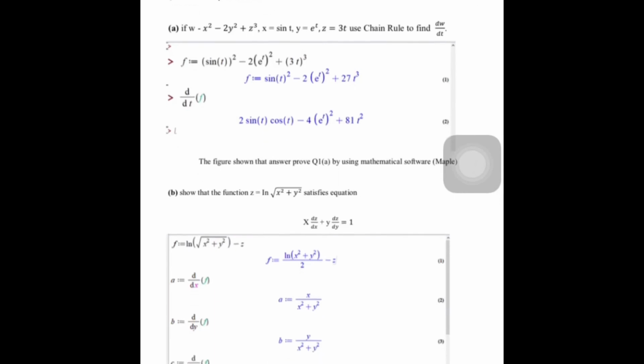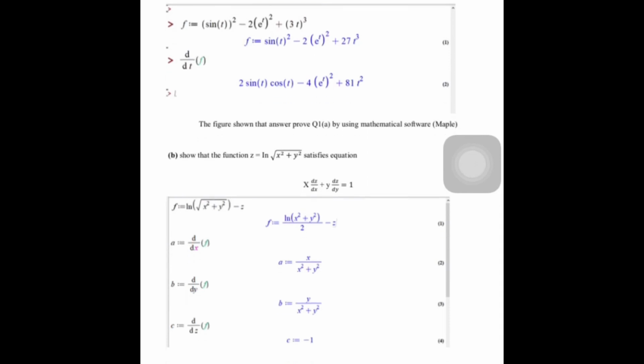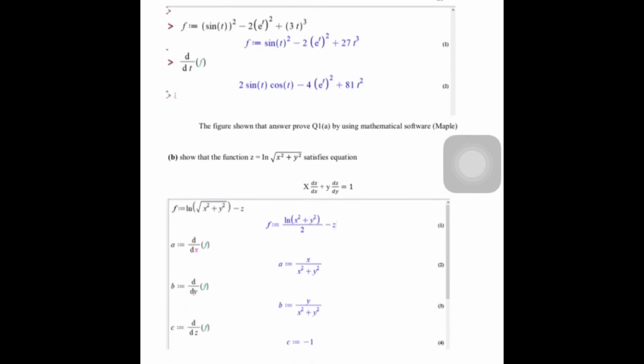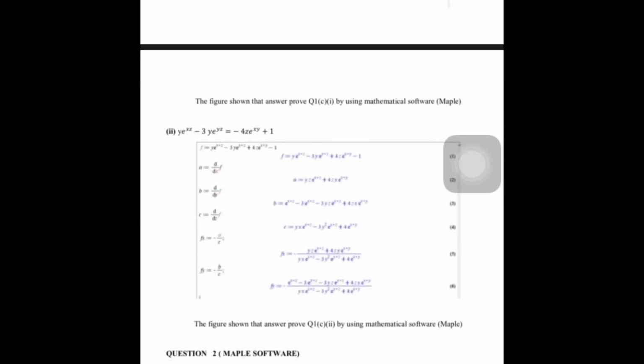This is question 1 by using Maple software. So for the first question, we got this for the final answer, and this one for the B. We got A, B, C for the final answer here, and then this is for the question C. We just input the equation, all of this, and then we got the answer like this, and it's all proof that by using Maple software we got the right answer.